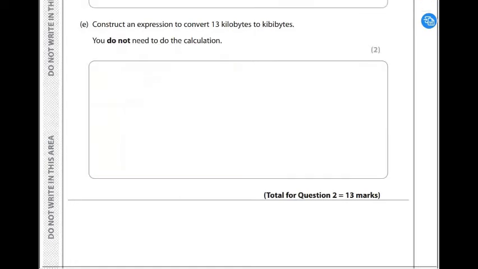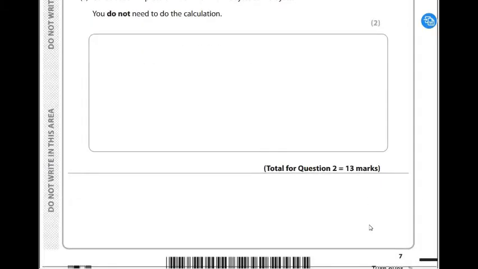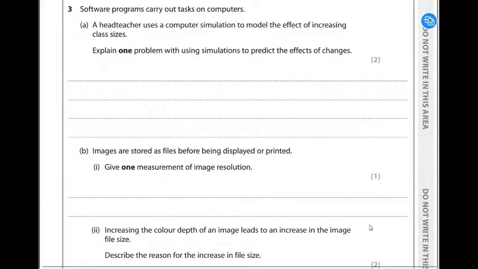Right, let's move on to the next one. Let's move on to question 3. So, software programs carry out tasks on computers. So a head teacher uses a computer simulation model to predict the effect of increasing class sizes. So we need to explain one problem of using simulations to predict the effects of changes.